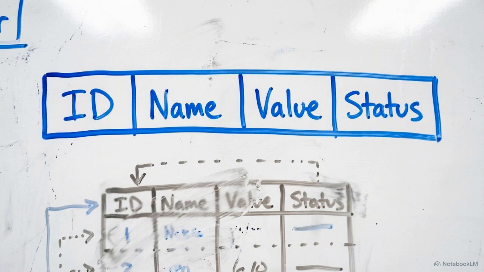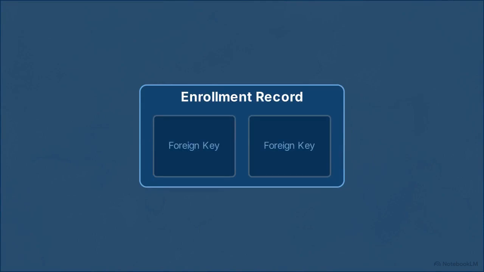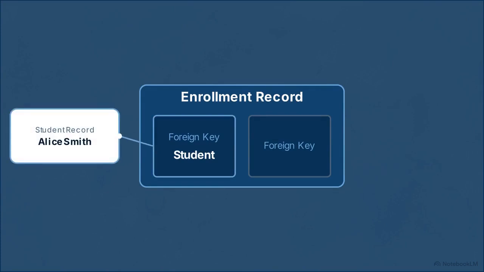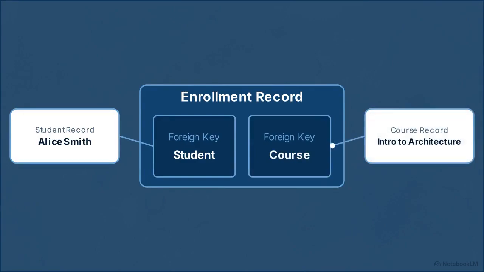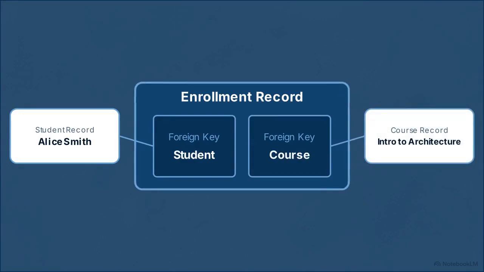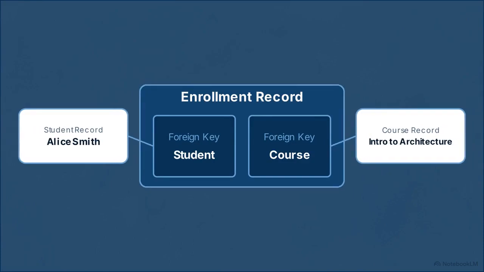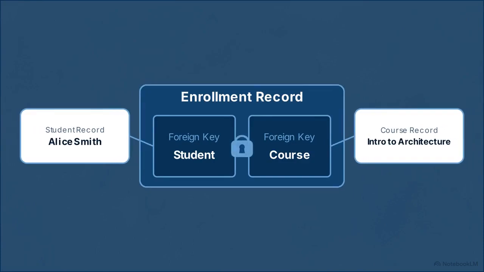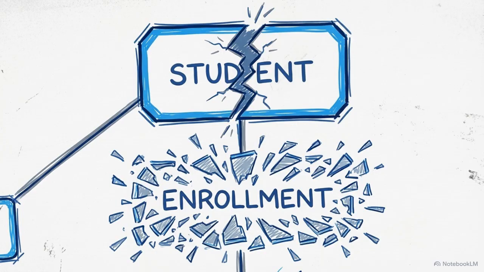To understand the mechanics of this bridge, we observe the granular reality of a single row of data. This diagram isolates an individual record residing within the enrollment object. Notice the two distinct empty slots labeled foreign key. The first foreign key slot functions strictly to point towards one specific student record. The second foreign key slot functions identically on the other side, pointing strictly to one specific course record. The logic is absolute. This enrollment record exists for no other reason than to lock this precise student to this precise course. The master detail setup guarantees cascading consequences.